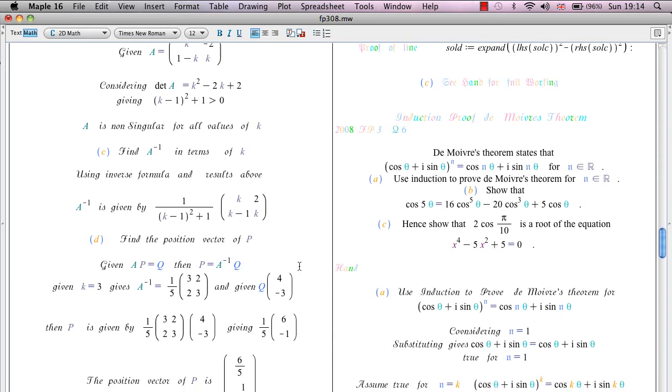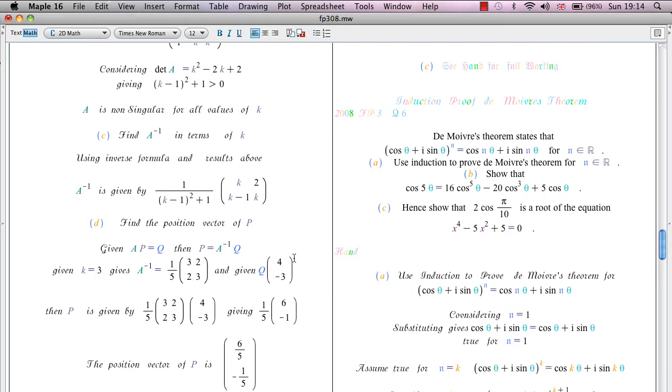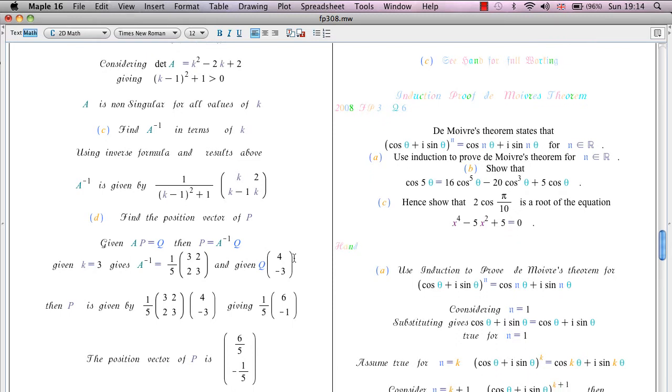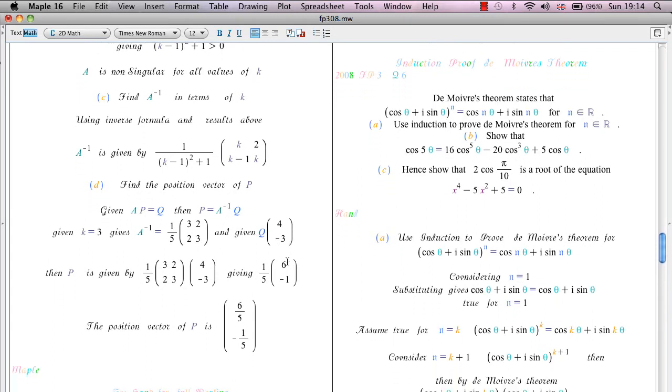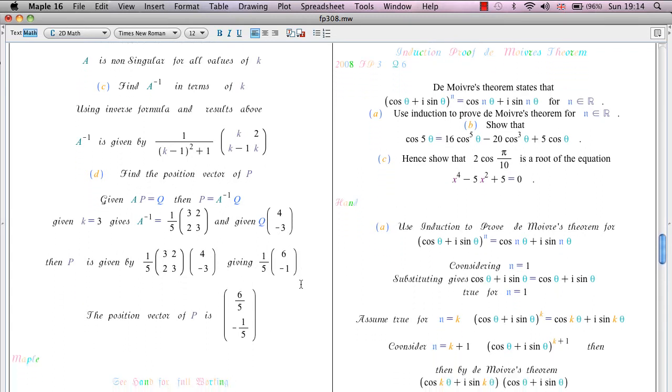For the position vector of P in D, T maps P to Q, multiplying both sides by the inverse of A, then P is the inverse of A times Q. And given k equals 3, substituting in the inverse obtained in C, and given the position vector of Q, applying gives 1/5 (6, minus 1), and we can write down the position vector of P.